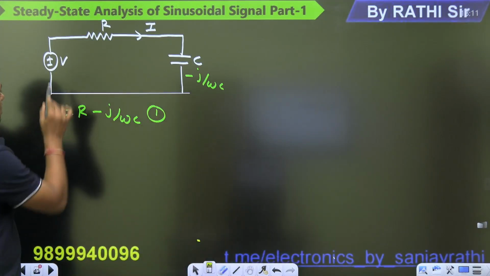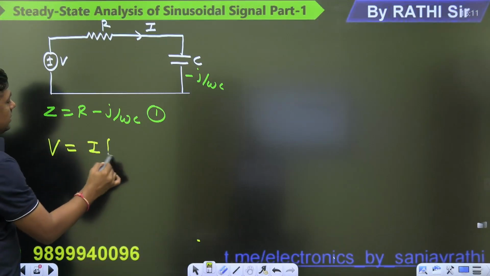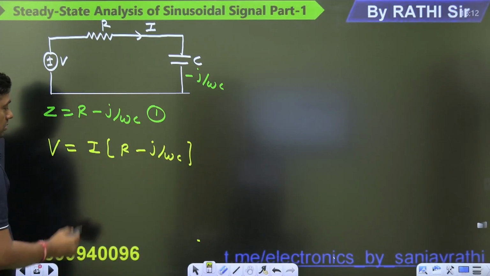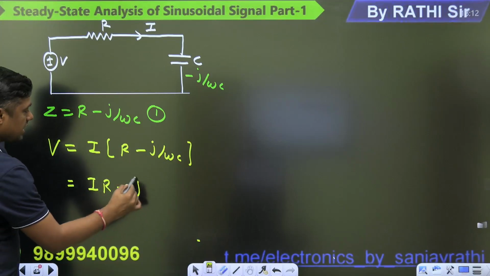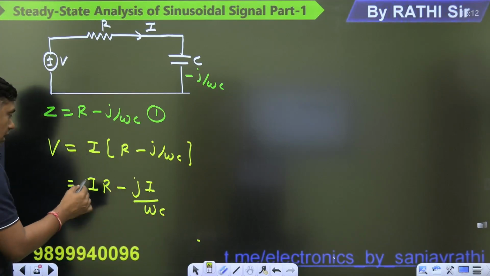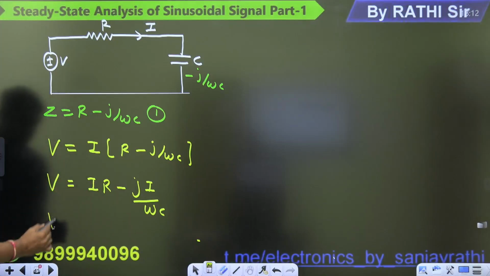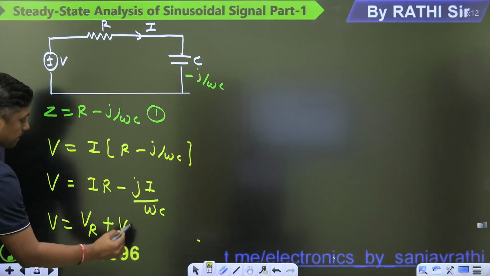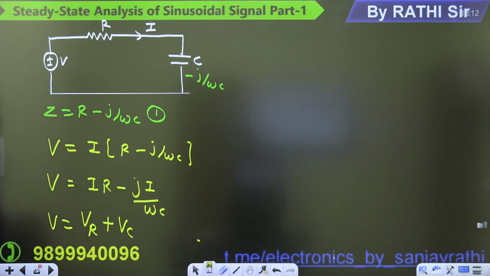Impedance. What is the V? You can write V is equal to I into R minus j by omega C. So that is IR minus j I by omega C. This is the voltage across the resistor and that is the voltage across the capacitor, guys. So you can write VR plus VC. But this time VC is negative.